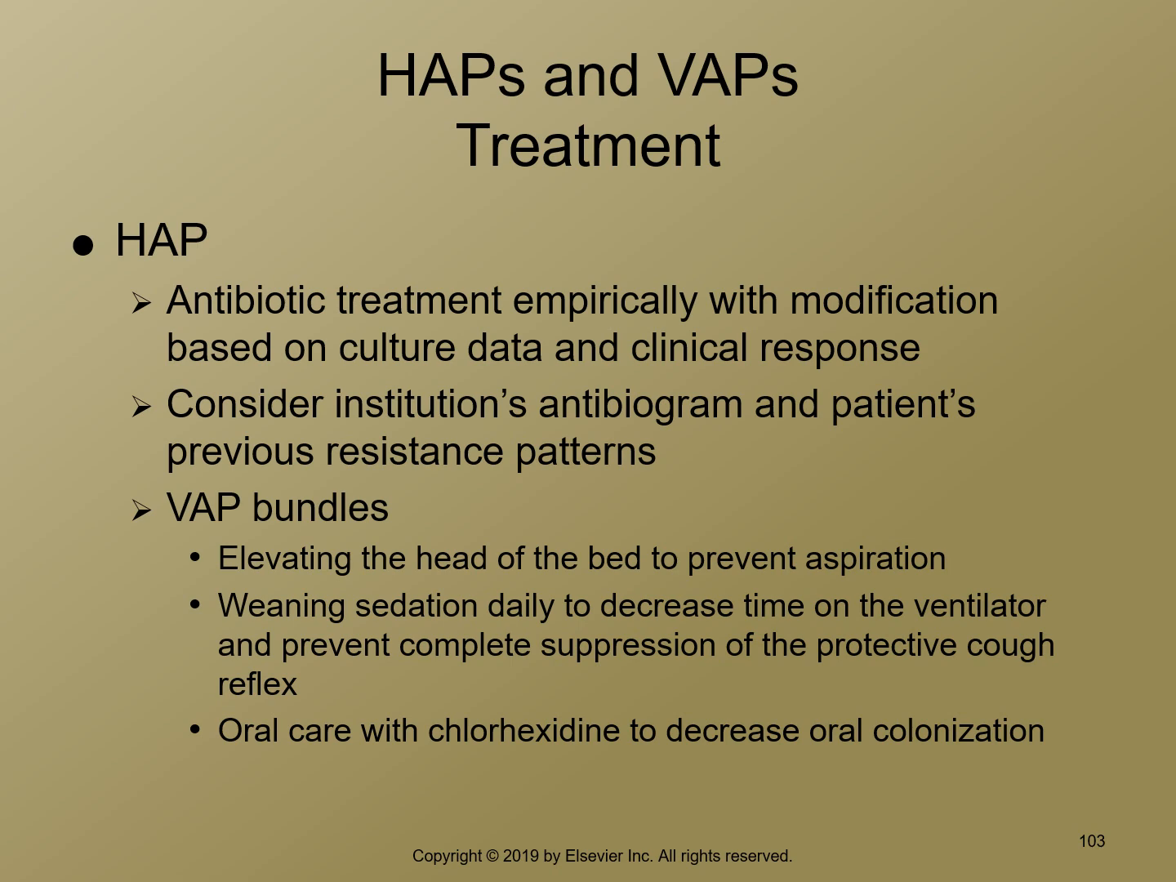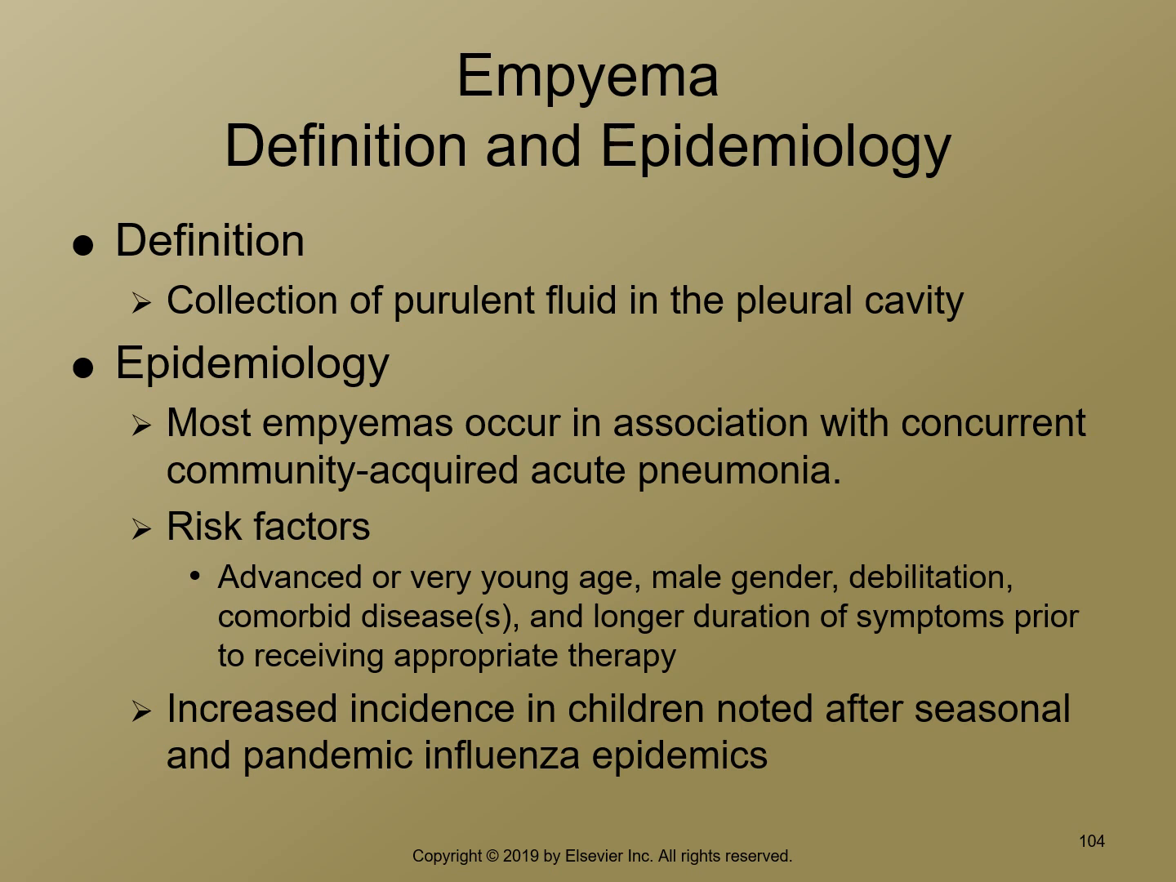So the next lower respiratory tract infection we'll discuss is empyema. And we already saw that briefly, being involved as a complication of community-acquired pneumonia. So, to reiterate the definition, empyema is a collection of purulent fluid in the pleural cavity. And again, most occur in association with a concurrent acute community-acquired pneumonia. They can also occur with healthcare-associated processes as well.